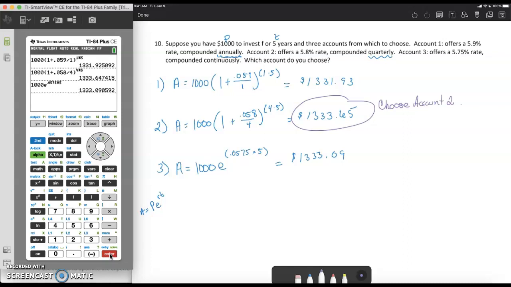So not by very much for the 5 years, but if you were going to leave this for 10 or 15 or 20 years, the difference between these would become more and more noticeable. So 5 years is fairly short. There's not a lot of difference there. This one, account 2, will end up being better and better the longer you would leave it in there.